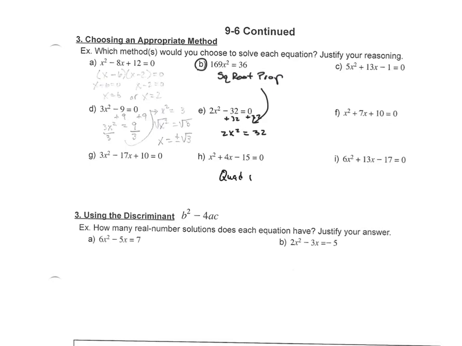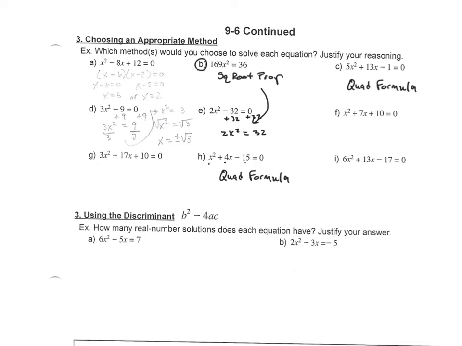I could use my quadratic formula on that one because I have an A, a B, and a C that I could use. Let's see, what else could I do? The quadratic formula. I'd probably use a quadratic formula here on C too, because when I go to factor by grouping, if I multiply A and C, which is 5 times negative 1, I'm not going to come up with factors that equal 13. So I definitely wouldn't want to factor that one.